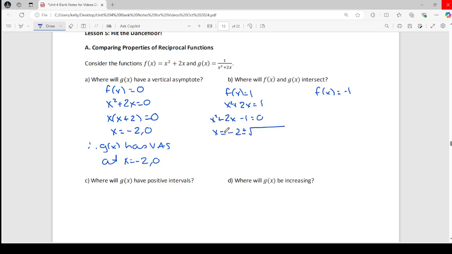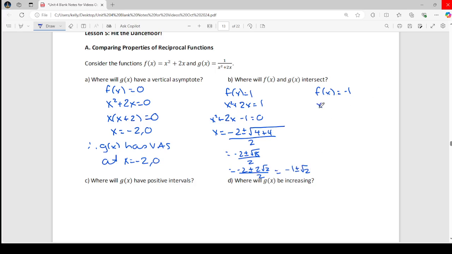X will equal negative 2 plus or minus the square root of 2 squared, so that's 4, minus 4 times minus 1, so that's 4 plus 4, all over 2a. So I have minus 2 plus or minus root 8 over 2. Simplifying that, the root of 8 is the root of 4 times the root of 2, so that's 2 root 2 over 2. So this equals minus 1 plus or minus root 2. Okay, so f of x equals 1 when x is minus 1 plus or minus root 2.